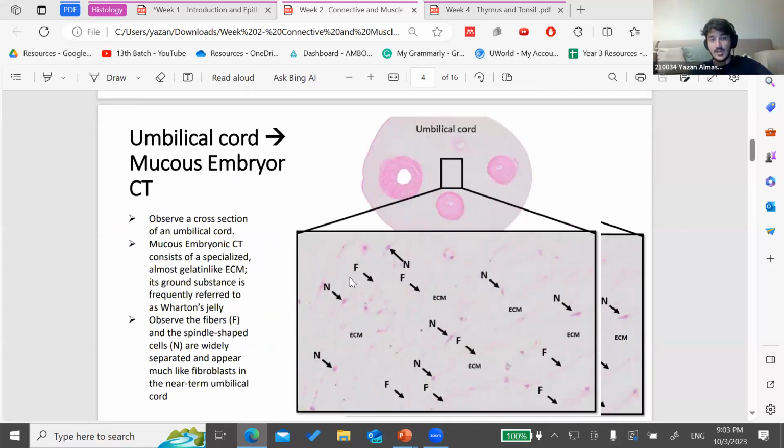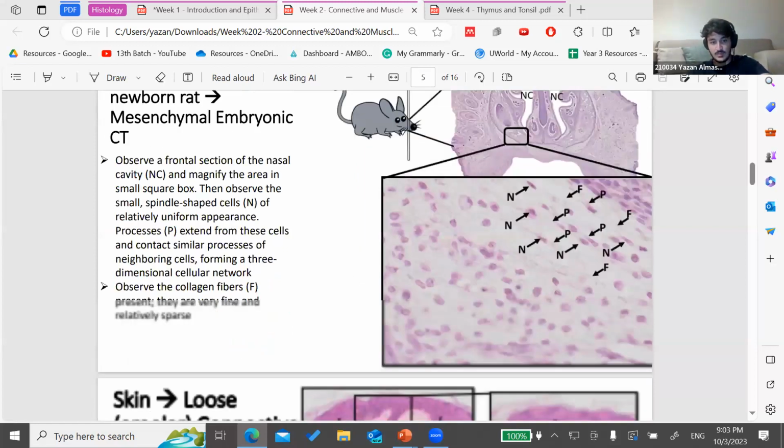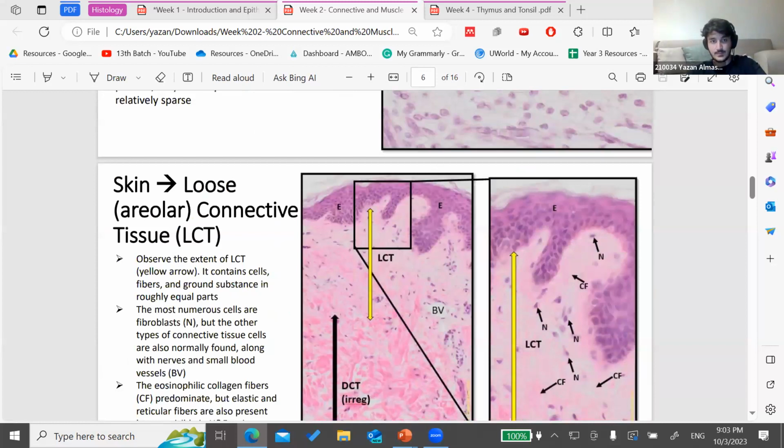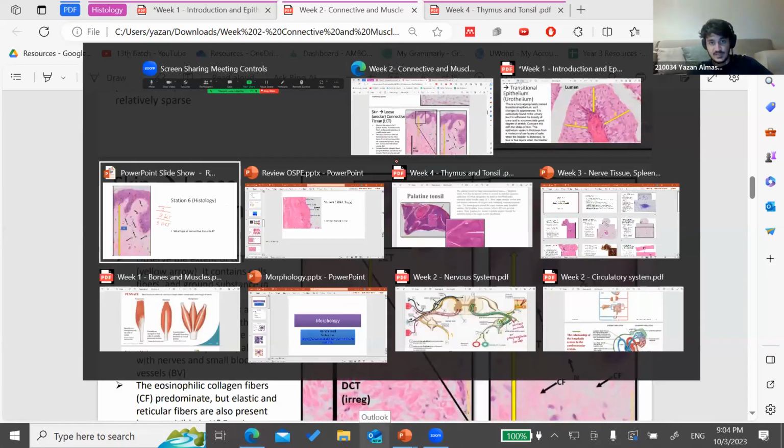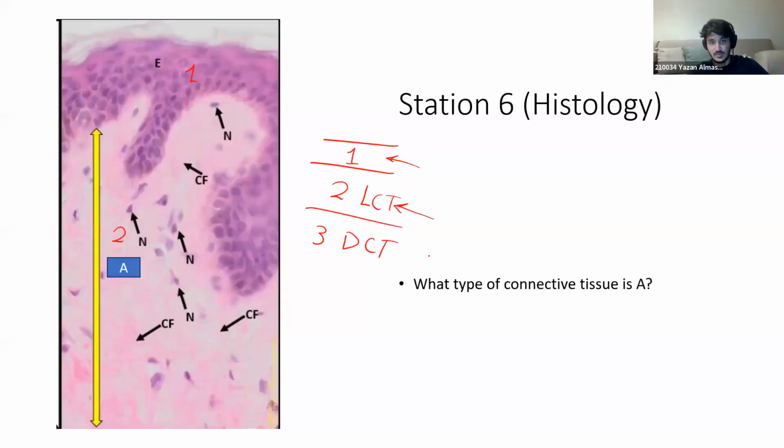Now, again, epithelium. Let me go back to the slides. We start with epithelium. This is in the skin. Then we have loose connective tissue, and below it we have the dense connective tissue.